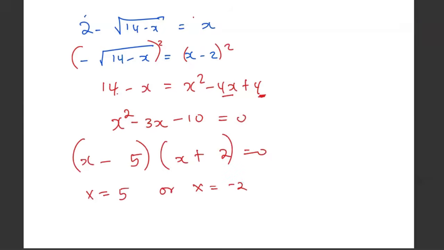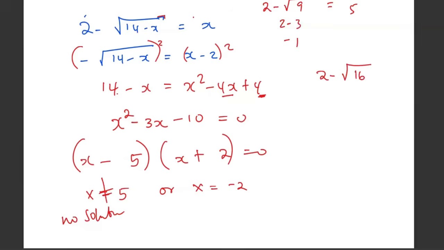But then since I'm having a square root, I have to test my answers. So with testing the answers, if I substitute a 5 there, it's going to be 2 minus square root of 14 minus 5, which is 9. So square root of 9 is 3. So 2 minus 3 gives me a negative 1. And then we said x must be 5. So these two are not corresponding. I'll cross that out and say it's not a solution. If I try with negative 2, it's going to be 2 minus square root of 14 minus negative 2. That's 16. And then the square root of 16 is 4. So 2 minus 4 gives us a negative 2, which is the x here. So that is the solution of interest.